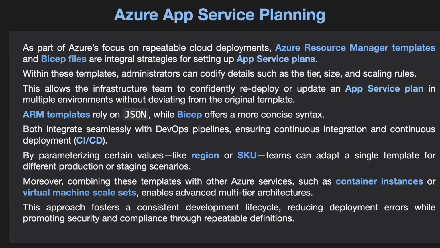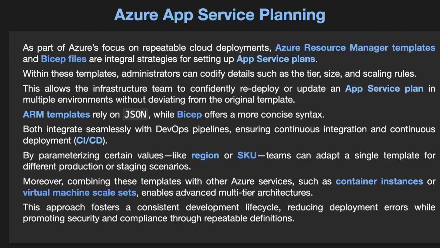As part of Azure's focus on repeatable cloud deployments, Azure Resource Manager templates and Bicep files are integral strategies for setting up app service plans. Within these templates, administrators can codify details such as the tier, size, and scaling rules. This allows the infrastructure team to confidently redeploy or update an app service plan in multiple environments without deviating from the original template. ARM templates rely on JSON, while Bicep offers a more concise syntax. Both integrate seamlessly with DevOps pipelines, ensuring continuous integration and continuous deployment (CI/CD).